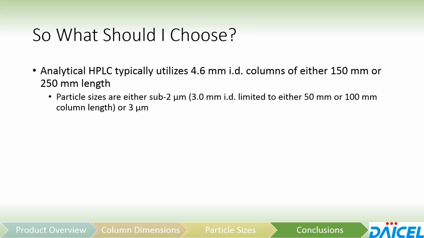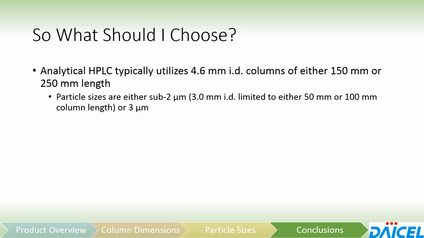And as far as particle size goes, either sub 2 micron or 3 micron. Now for the sub 2 micron columns, as I have marked here, they are currently only available in 3 millimeter ID and limited to either 50 or 100 millimeter length columns. Not that big of a deal, but something to be aware of.